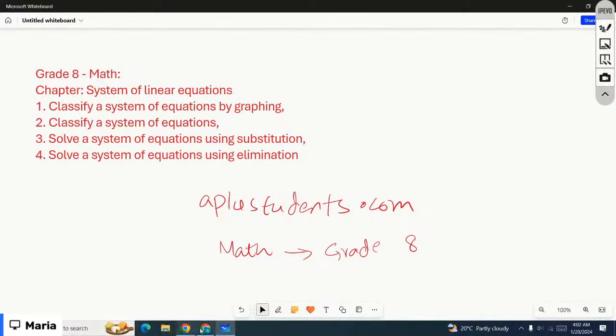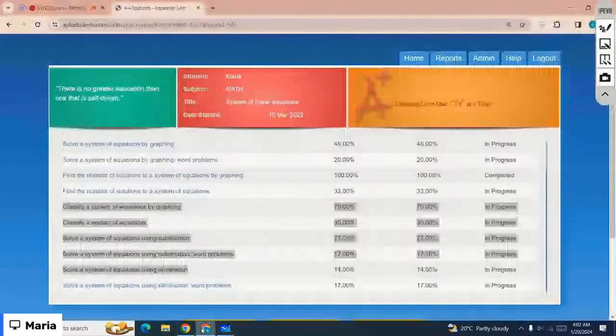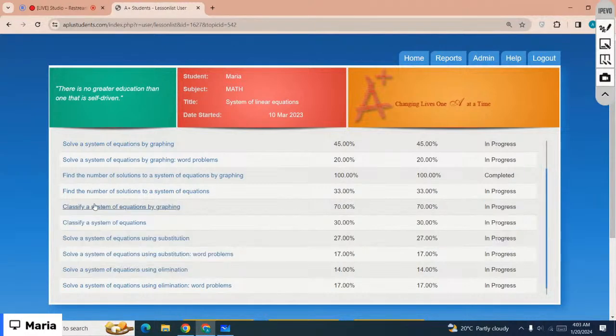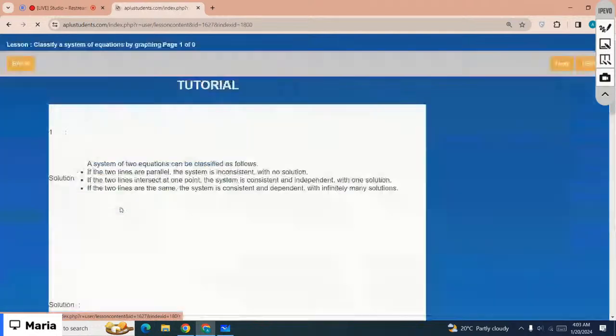So here I am on grade 8 math. We are already working on the chapter System of Linear Equations. If you need help with a lesson, you can go through the lesson I did in the previous session, like I did on Tuesday. Just search the YouTube channel, write down the lesson name there, and you can get the lessons. So let's start with the first lesson, that is classify a system of equations by graphing.